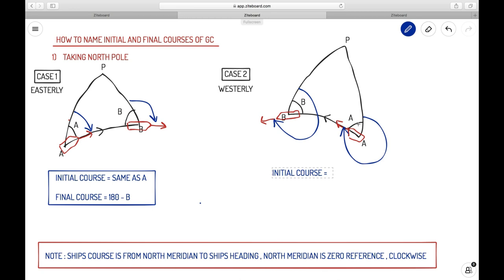So from the diagram, we can say the initial course will be, you know angle A, and you know the whole will be 360. So this will be 360 minus A. And your final course will be, see the diagram, you know angle B, and you know this AB will be continuing, this is 180 degrees, and this angle from here till here is B. So the angle will be 180 plus B. So we are done with this. So these are the two cases of North Pole.